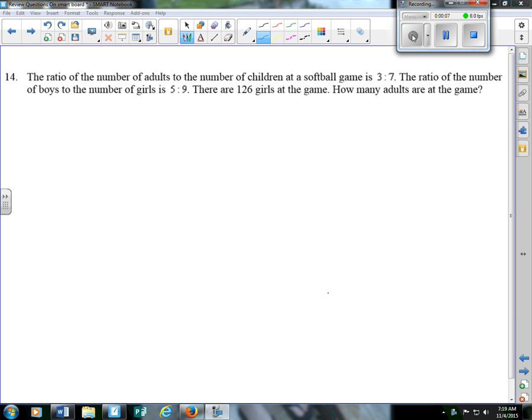The ratio of the number of adults to the number of children in a softball game is 3 to 7. The ratio of the number of boys to the number of girls is 5 to 9. There are 126 girls at the game. How many adults are there? All right, I'm going to make my model.